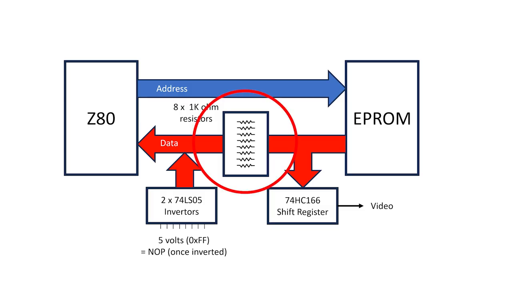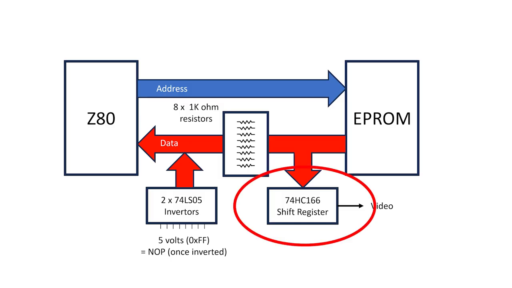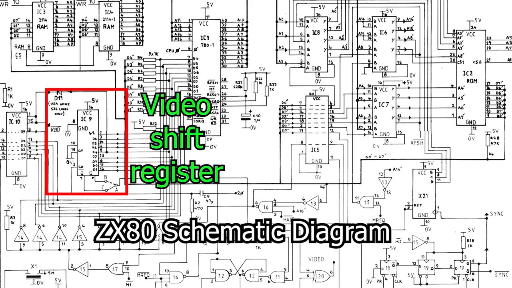This bank of resistors in the middle, which divides the bus into two, can be seen here on the schematic diagram right next to the CPU. I use a 74HC166 shift register, while the ZX80 uses a 74HC165 shift register. These are very similar chips, except for how load works.